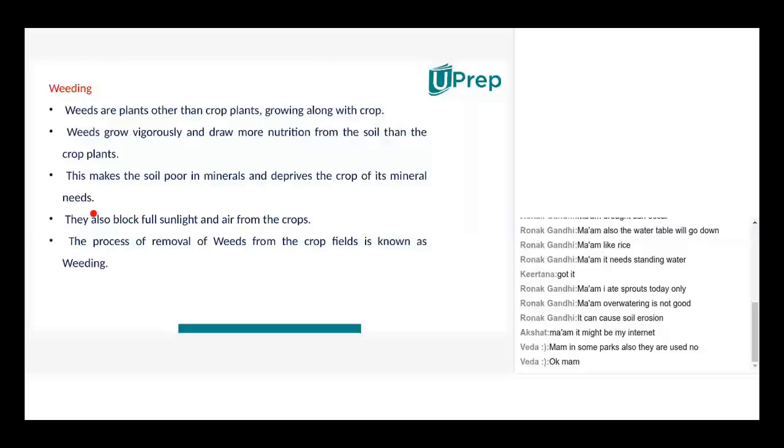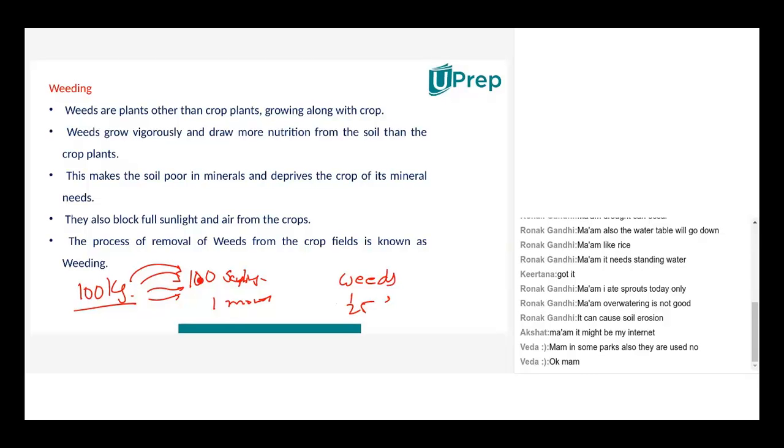That's very detrimental because the farmer has put in the fertilizers. For example, if he has put 100 kgs of fertilizer for 100 saplings of paddy, that would be 1 kg per sapling of nutrients over a period of 1 month. If there are even 25 weeds, just imagine this 100 gets divided by 125 plants. So obviously the crop will get less fertilizer, less water, less sunlight, less manure.